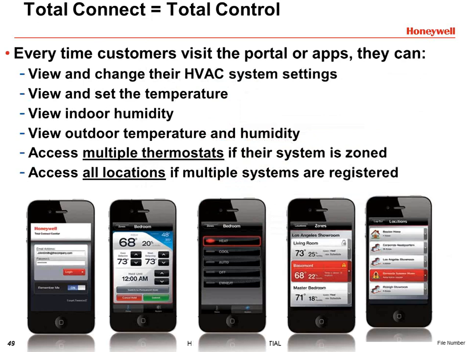So this is showing you what you can do basically from your cell phone. You can, of course, change your HVAC settings. You can change the temperature. You can view indoor humidity, and you can view outdoor temperature and humidity. You can't change outdoor humidity and temperature, if anybody's wondering. And then you can do multiple thermostats. You can just go from thermostat to thermostat if it's zoned, or you can go to different locations, however it works out.